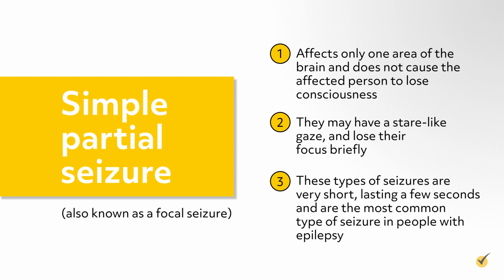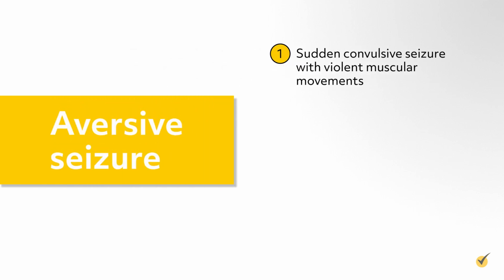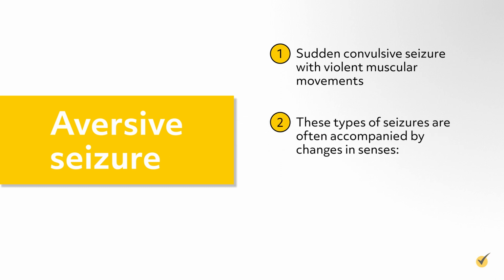An aversive seizure is a sudden convulsive seizure with violent muscular movements. These types of seizures are often accompanied by changes in senses, smell, vision, and eventually loss of consciousness.